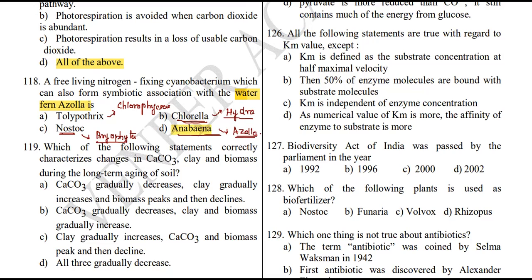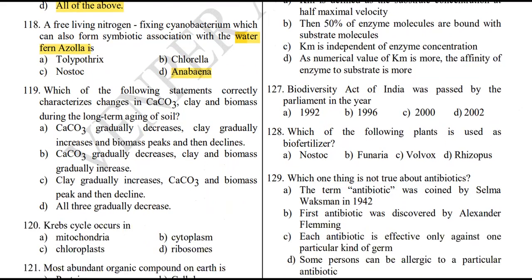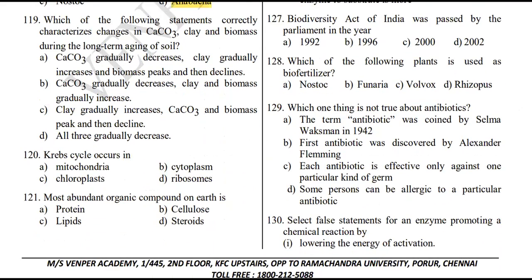Okay, yes. The next question: which of the following statements correctly characterizes the changes in the calcium carbonate, clay, and biomass during long-term aging? Suppose the soil is present for many long years. What would have happened? The calcium begins to deplete, right? The calcium begins to become less. As calcium is going to be less, the stones and everything present become less, then some amount of clay is going to increase and the biomass is going to increase. But even if it stays for a long period of time, even the clay and even the biomass will also decrease. So our answer is very simple. It's going to be option A.